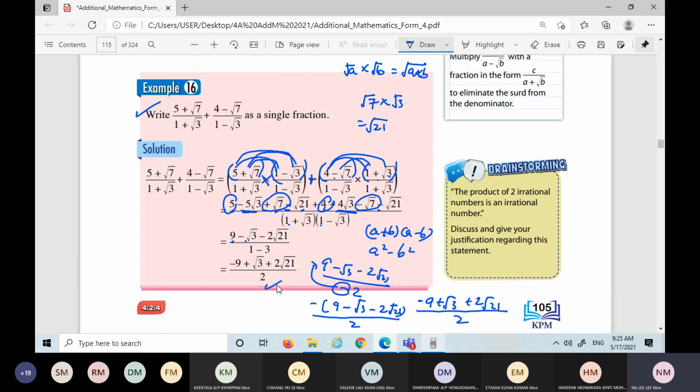I read for a while. So I want to ask you a question. Look at this. The product of two irrational numbers is an irrational number. I hope you still remember what is an irrational number. Discuss and give your justification regarding this statement. Anyone want to answer this?